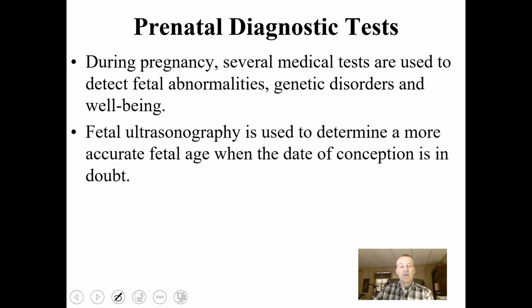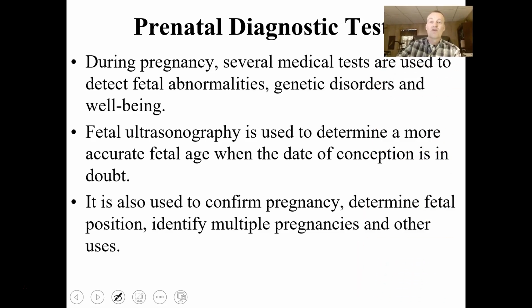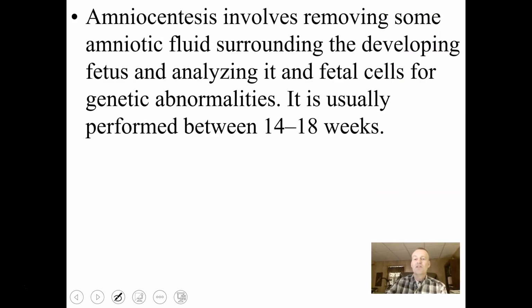So we have all kinds of ultrasounds that can be done to give accurate fetal age and the date of conception, when the date of conception is in doubt. It also is used to confirm pregnancy, these fetal ultrasounds, and to determine fetal position, and also identify multiple pregnancies, and also, are the organs developing correctly? That can be determined by ultrasonography.